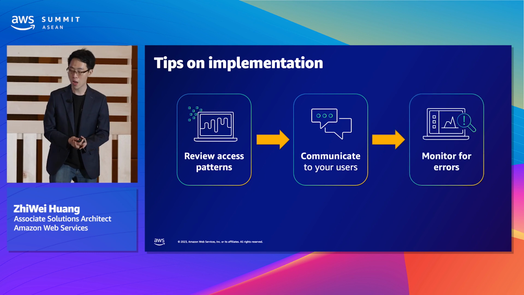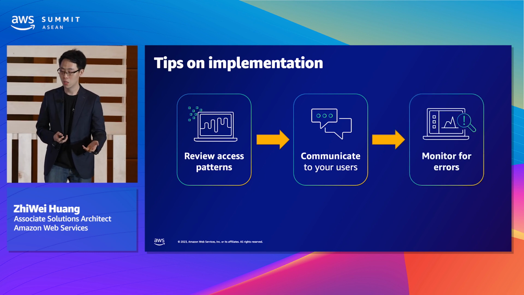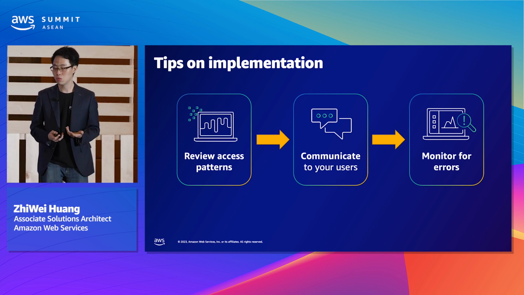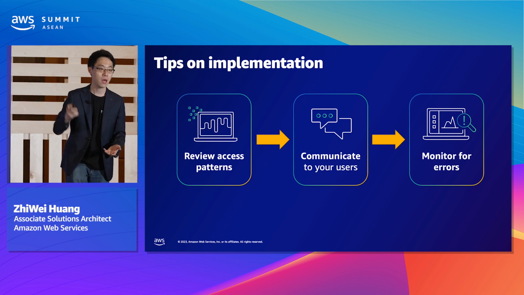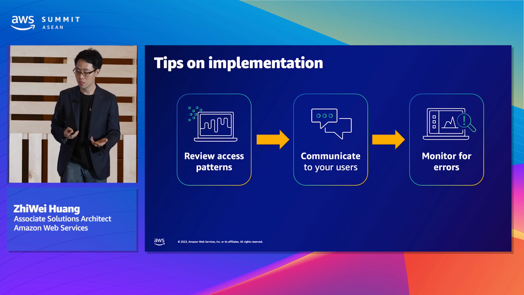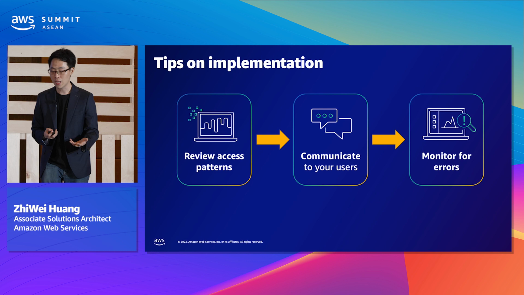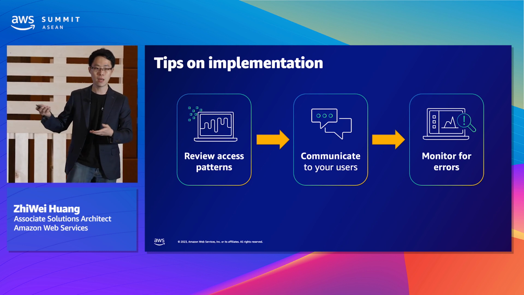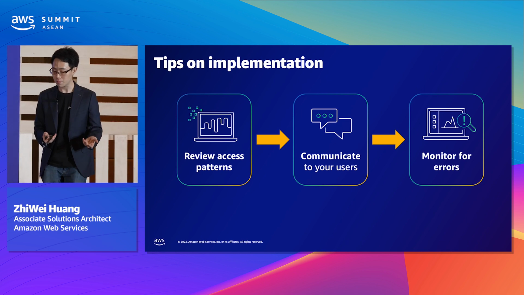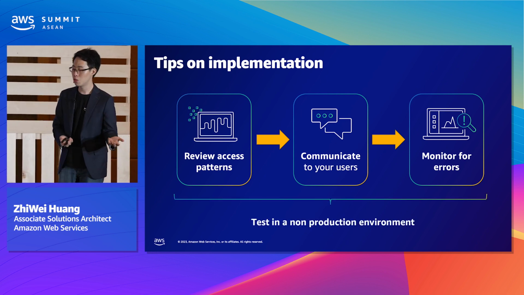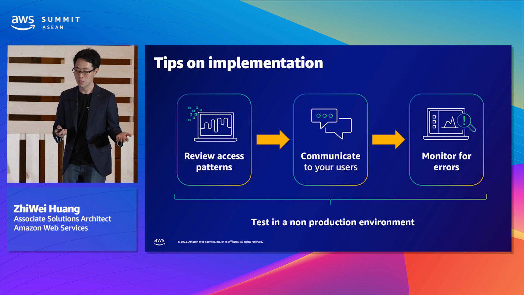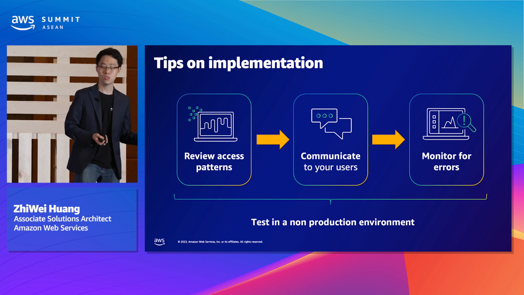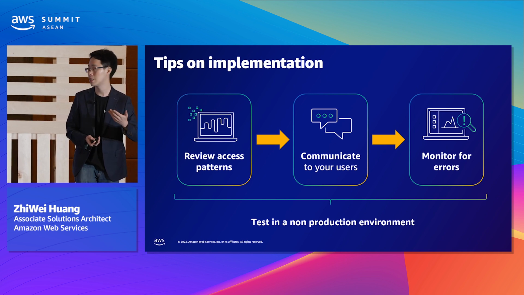Thirdly, monitor for errors after you implement the controls. Look out for spikes in access denied errors using the same tools that you have used when you are reviewing access patterns, because you may need to roll back if necessary for readjustments. Like for example, if you miss out an exception that you thought that you have included. And the final tip that we have for you is actually a generic best practice: to test in a non-production environment first, and once you're comfortable, proceed on with the production environment with the same steps.